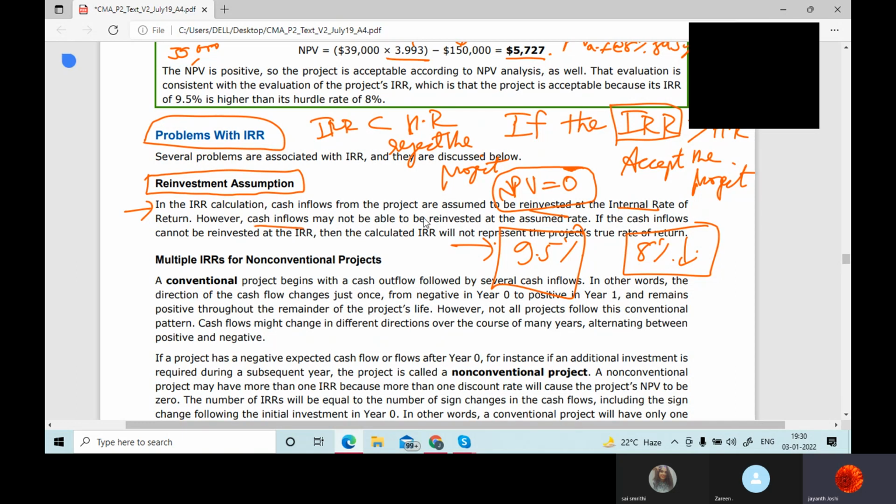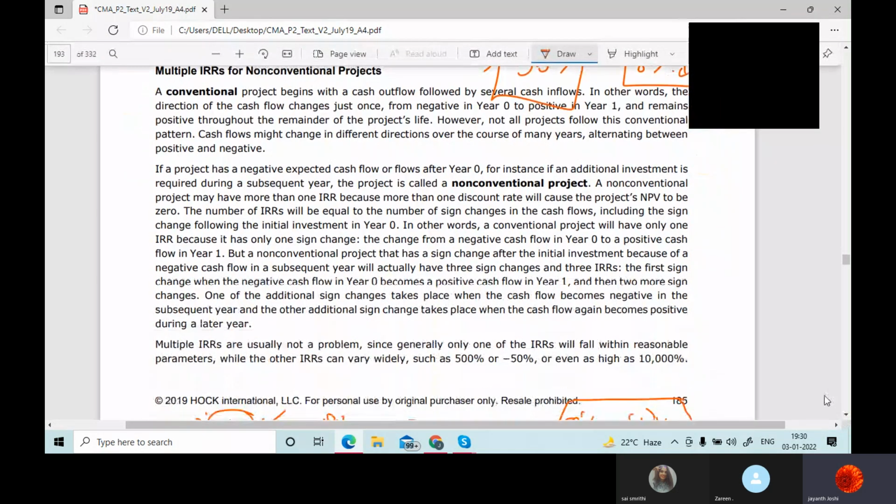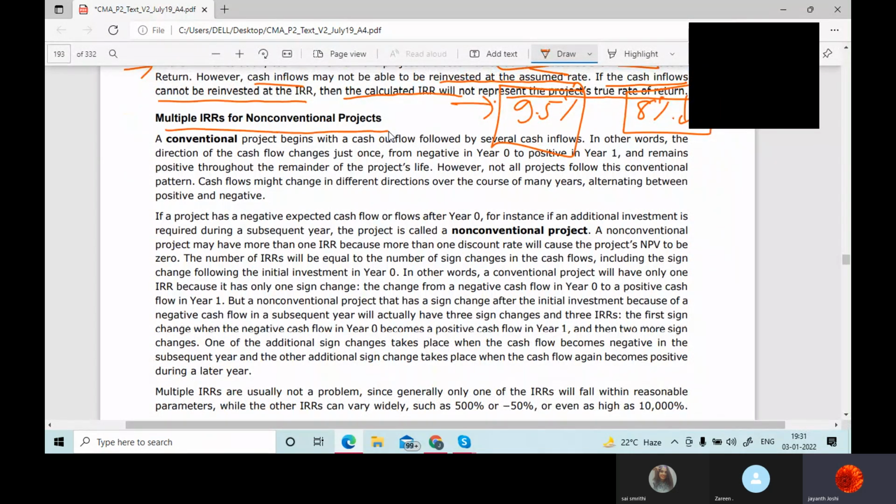However, cash inflows may not be able to be reinvested at the assumed rate. If all the things always go exactly as per your assumption, then it is all right. But it is not the case. Things won't always work out the way you assume, correct? So if the cash inflows cannot be reinvested at the IRR, then the calculated IRR will not represent the project's true rate of return. That is the problem. The reinvestment assumption is that the project's cash flow should be reinvested at the project's IRR, but that assumption is not realistic, and multiple IRRs are often seen.